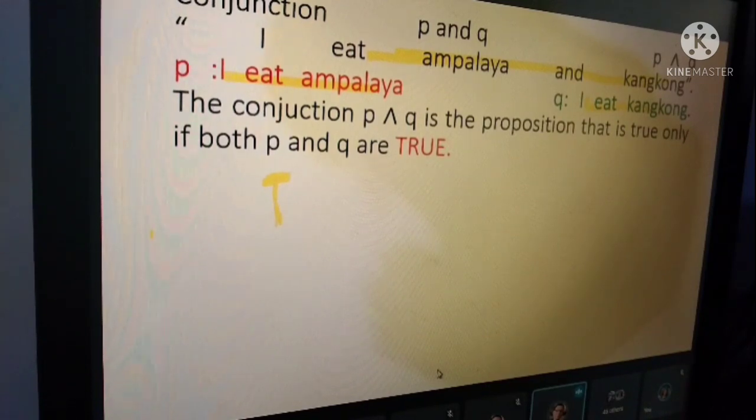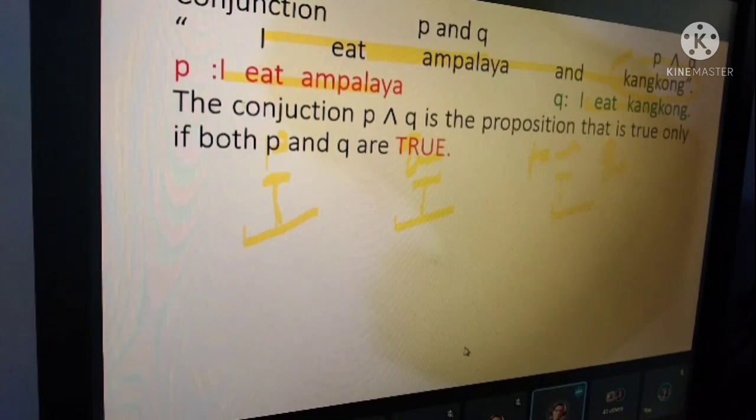Pero pag sinabi ni Jose na I eat ampalaya and kangkong, pero sa totoong buhay, kumakain siya ng ampalaya, pero hindi kumakain ng kangkong, nagiging false ang statement niya. Kasi ang sabi niya, I eat ampalaya at kangkong, pero sa totoong buhay, kinakain niya lang pala ang ampalaya, hindi yung kangkong. So, hindi na totoo ang statement niya. Kapag true kumakain ng ampalaya, true kumakain ng kangkong, totoo. So, if this is P, and this is Q, at ang P and Q niya, totoo, kumakain siya ng kangkong, check. Kumakain siya ng ampalaya, check. Ibig sabihin yung sinabi niya, totoo.